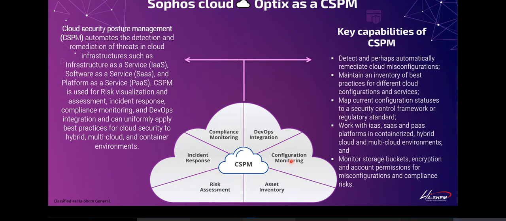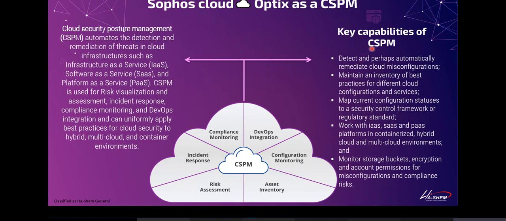It triggers and sends you alerts as you have configured, and you'll be able to get your inventory of all the assets you have on your public cloud environment. Then you also have the risk assessment and the incident response. So all of this is what your CSPM entails. And this is all what Sophos Cloud Optix helps you cover and even more. It covers your IaaS, your SaaS, your PaaS environments, your Kubernetes environment. It covers all of them.